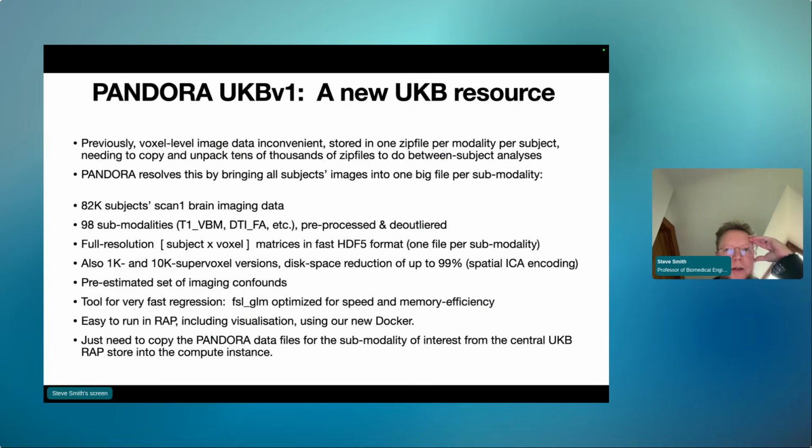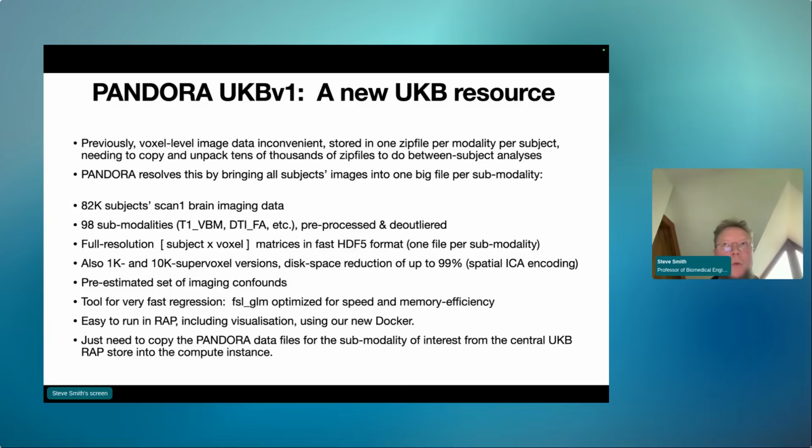So one thing we realized this year was that we could make it much easier for people to work with the data if basically it was reorganized in a much more convenient way, a bit like the genetic data has been forever. So up until now, all of the brain data, whether you're talking about raw or processed data, has been stored in many thousands of separate zip files, with one zip file per modality per subject. So if you wanted to do a big analysis across subjects, which is a very common thing to do if you want to work with the image level data, then you would have to unpack all of those zip files and extract the images of interest.